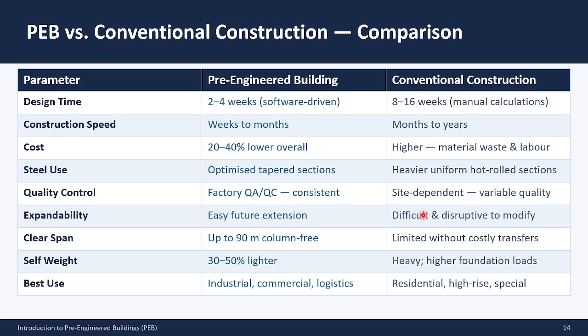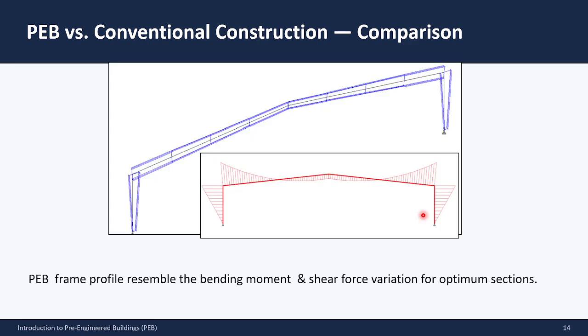The design time is 2 to 4 weeks for PEB versus 8 to 16 weeks conventionally. The construction takes weeks to months instead of months to years. The PEB uses optimized tapered sections versus heavier uniform hot rolled sections. The quality control is consistent in the factory, and expandability is far easier. PEB is the preferred choice for industrial, commercial, and logistics buildings.